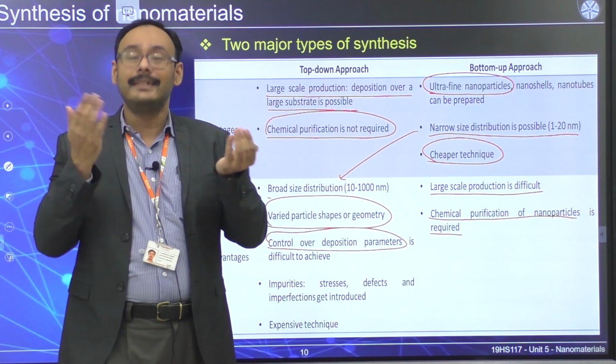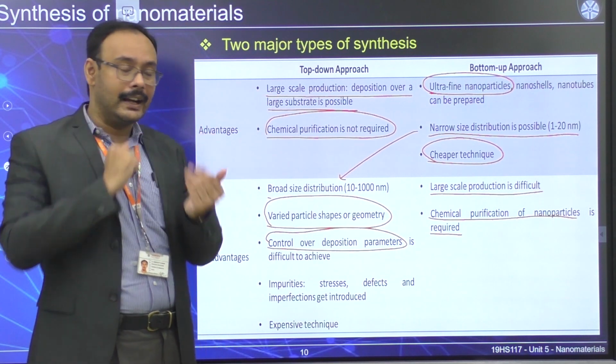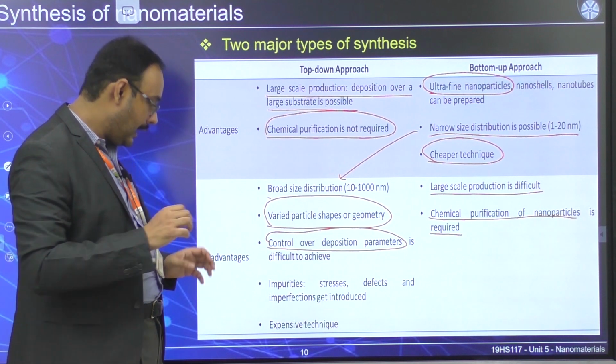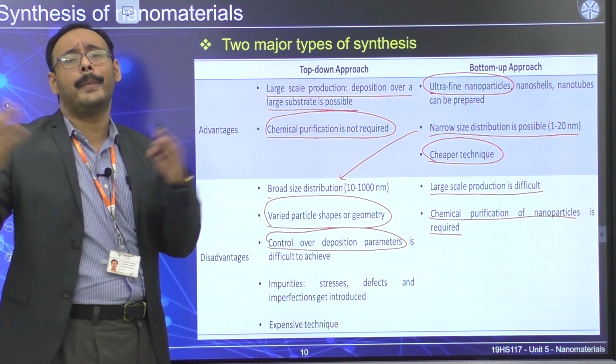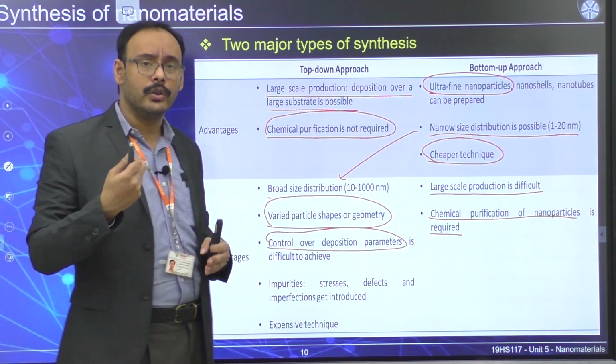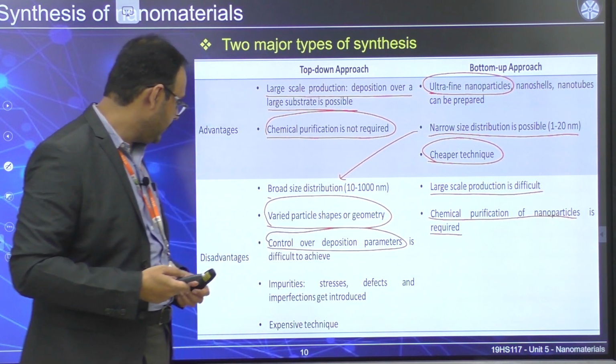So this is a bit tricky for the top-down approach, to go from this bulk to that material. Sometimes it is tricky because you need to vary a lot of parameters, temperature, growth kinetics, and some other issues are also associated with them.